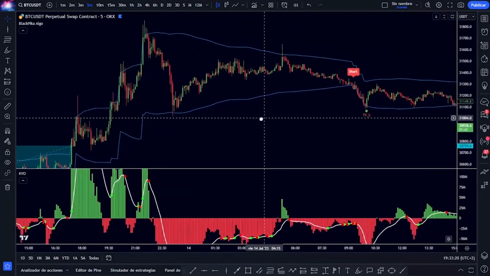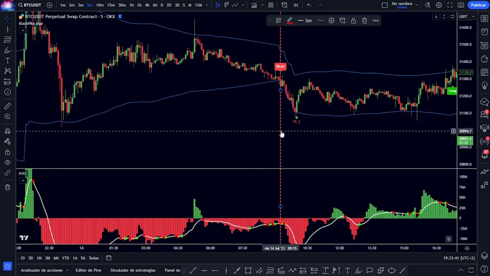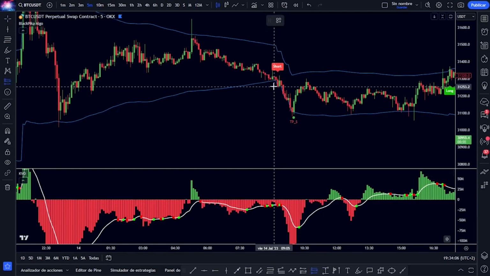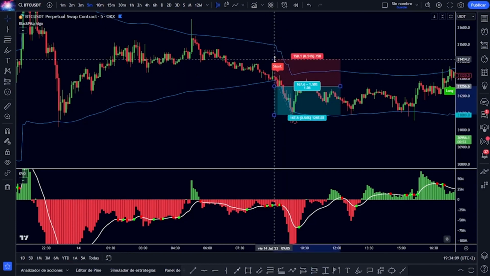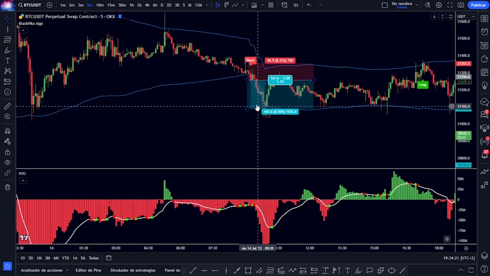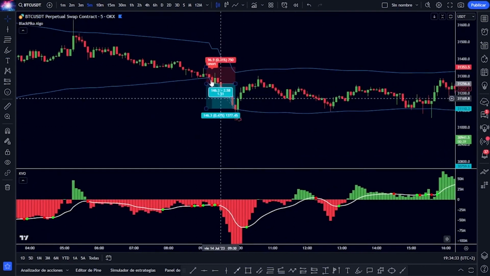If we continue to advance a little we see that again we mark a signal, in this case in short. Here we look if the other rules are met. We see that the histogram is in red, that the white average is also below the zero zone, and that we mark that entry point, in this case in red. All correct. We place our operation, in this case in short, and the stop loss above the previous highs, ratio from 1.5 to 1, and again we return to exit in positive.